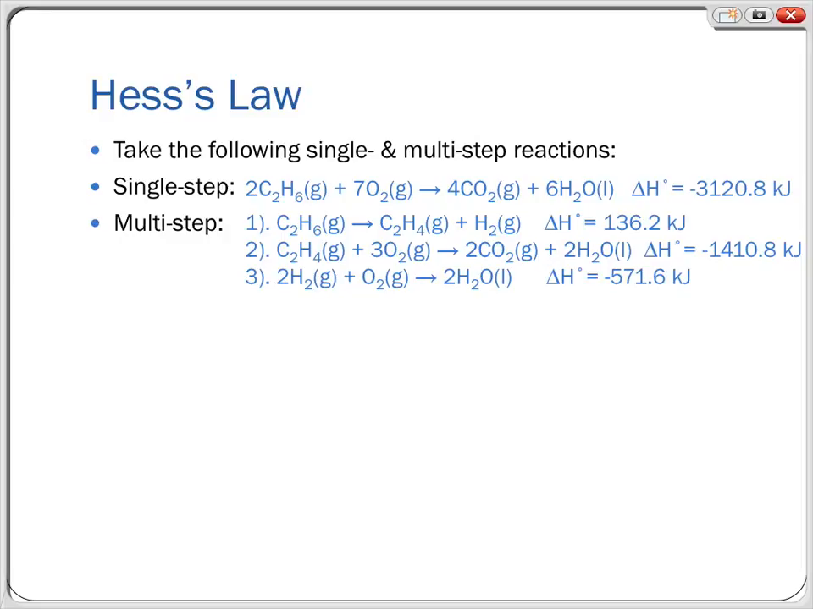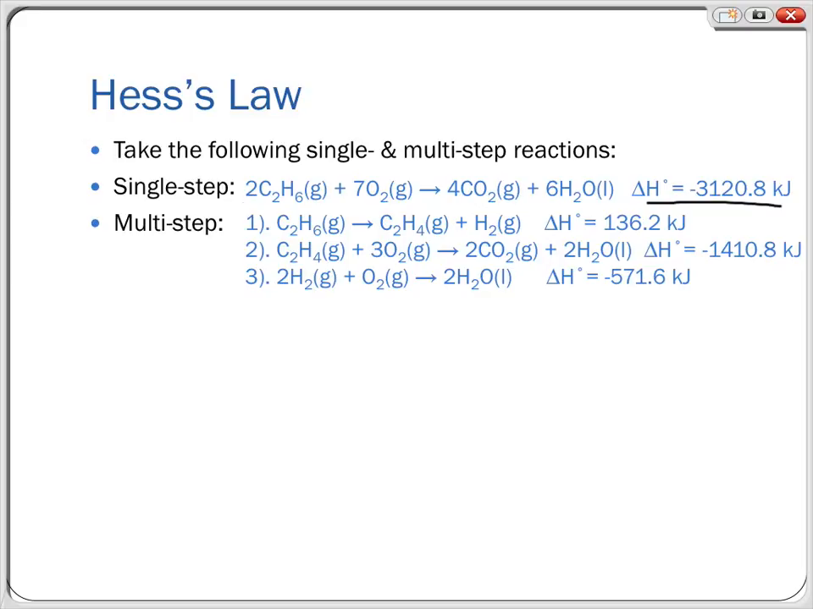We have a single-step reaction, which is the same one that we saw before here. The 2C2H6 plus 7O2 yields 4CO2 plus 6H2O. It ends up with a total enthalpy change of negative 3120.8. And our goal is to show that whenever we add up these multi-step equations using Hess's law in order to get the single step, we're going to end up with the same value for delta H. Now, first thing, let's just take a look.